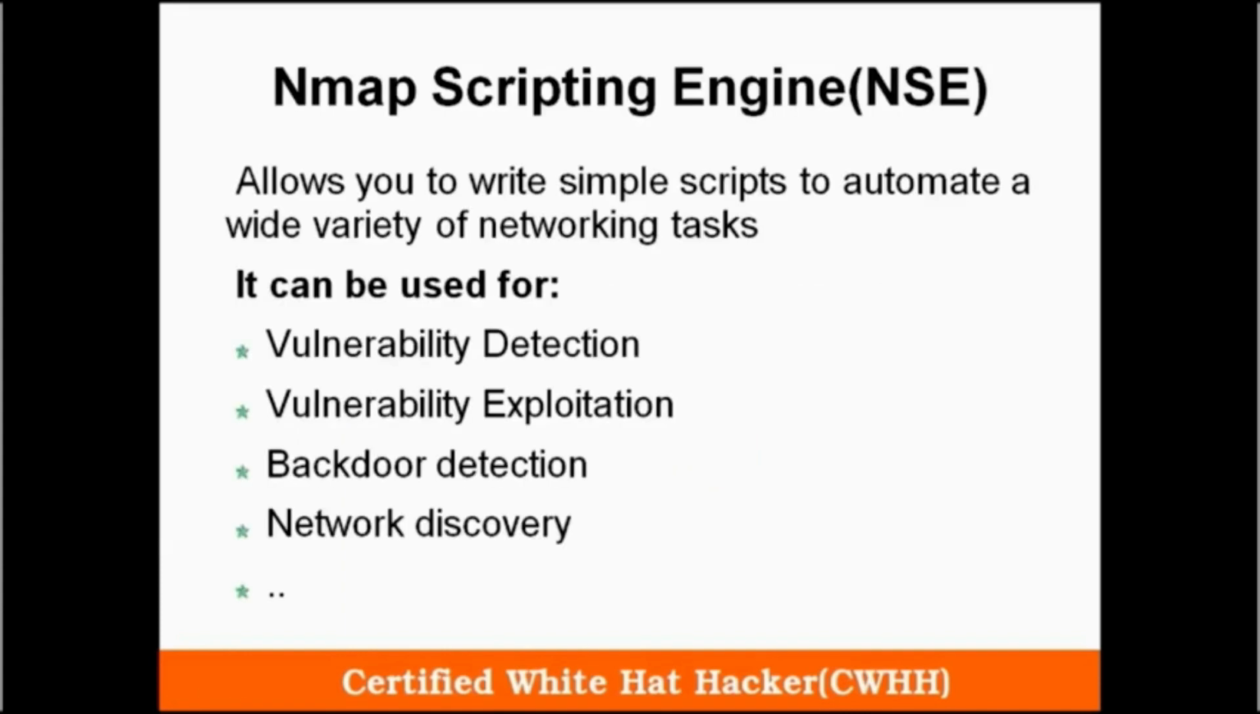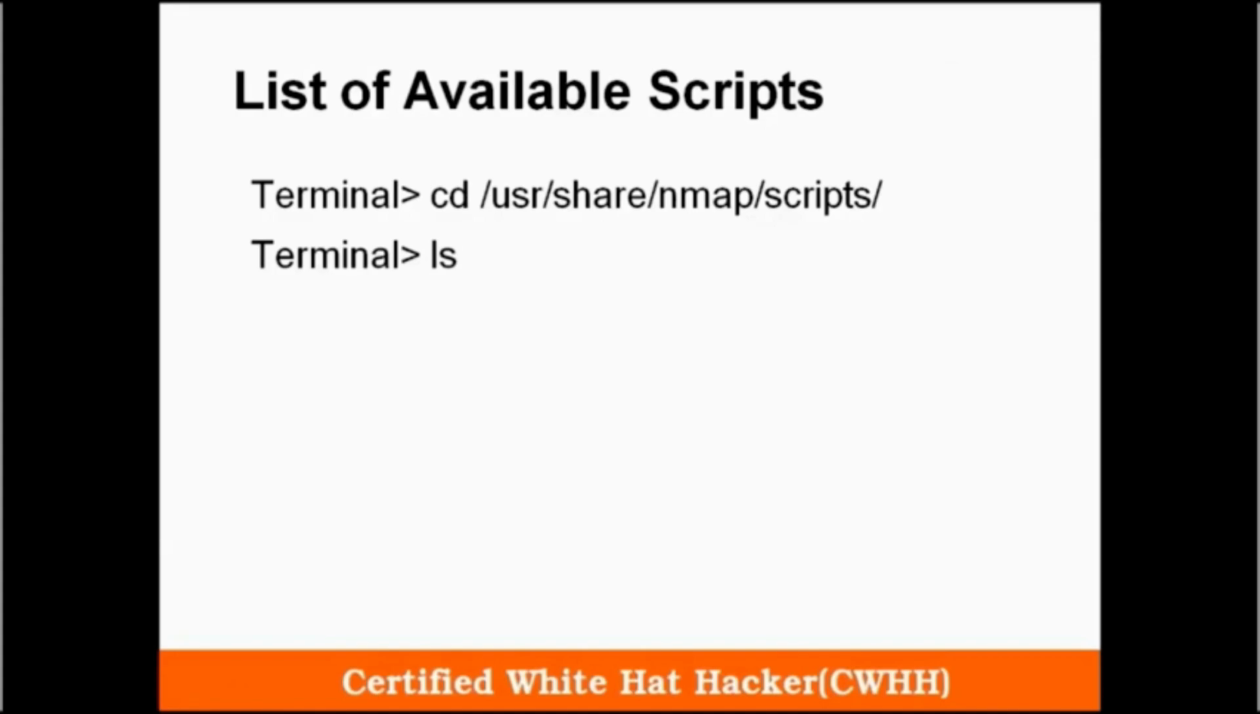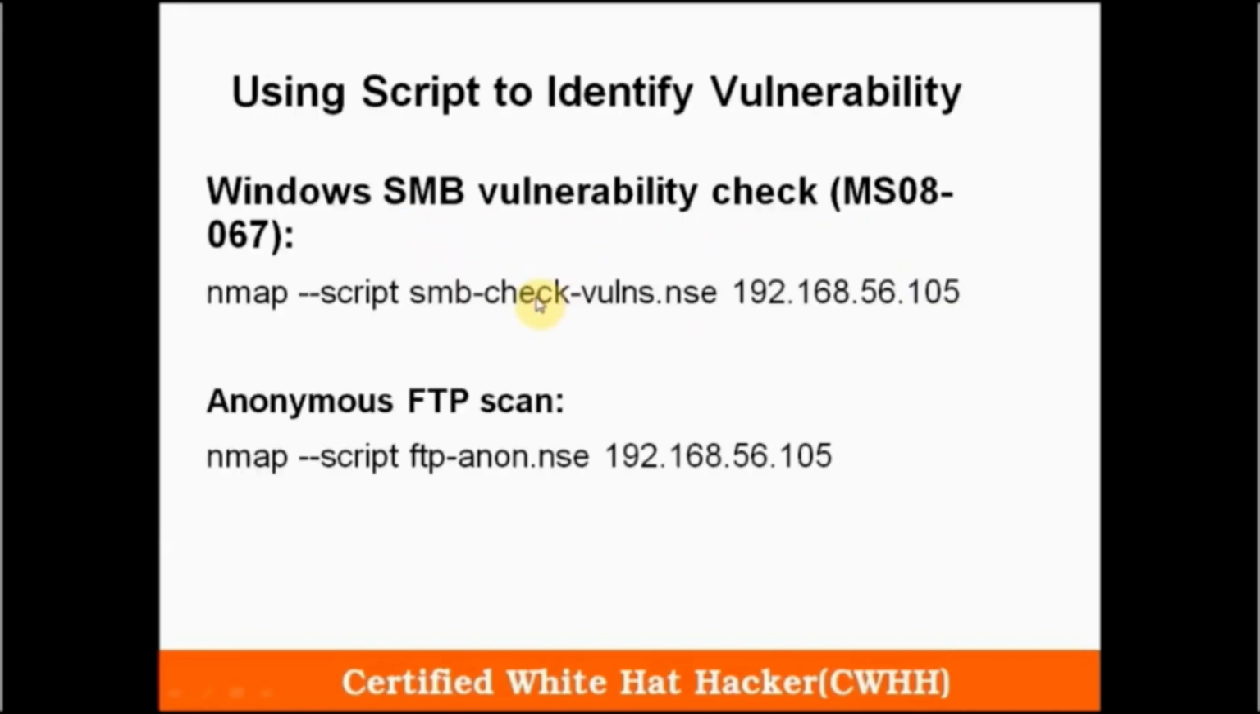The Nmap scripting engine allows you to write simple scripts, and they allow you to automate a wide variety of networking tasks, and it can be used for different things like vulnerability detection, vulnerability exploitation, finding if there's a backdoor installed, network discovery, and a lot more. So in order to first list the available scripts, you first change directory to this location in your Linux computer, and if you give ls, it will give you the list of available scripts.